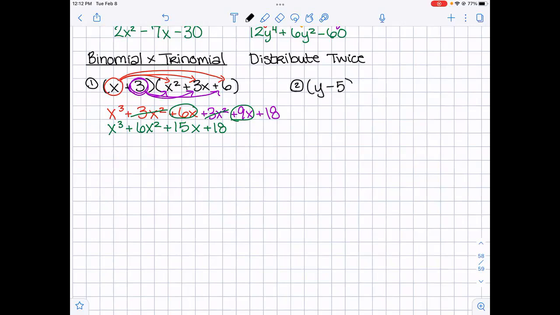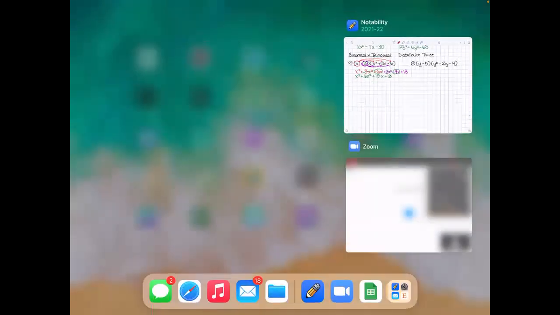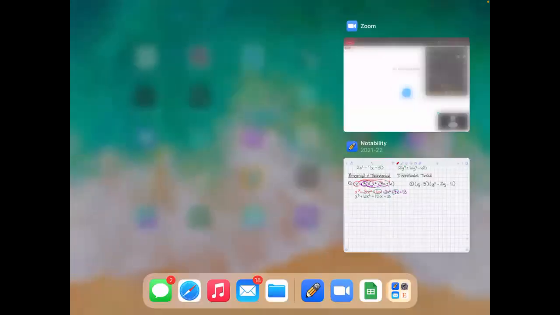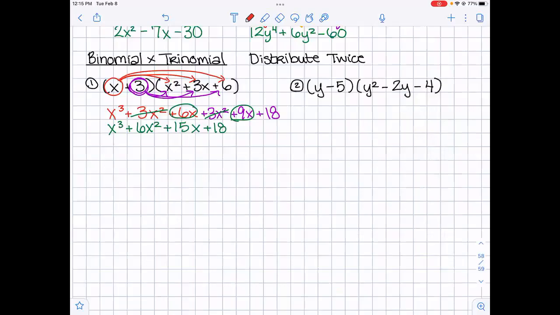Y minus 5 times y squared minus 2y minus 4. Try it out. See if you can do it. See what you can do. You don't have to combine like terms, just see how far into the problem you can get. I'm gonna go with we got it. Okay. On number 2.